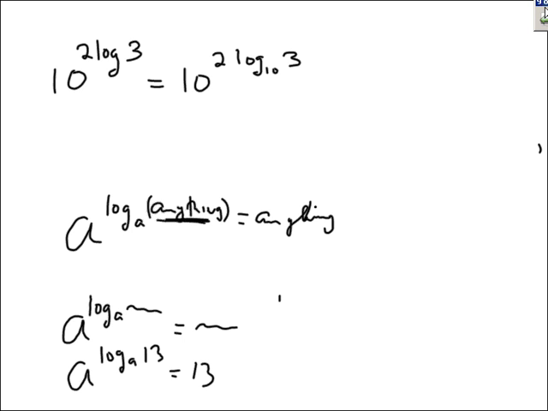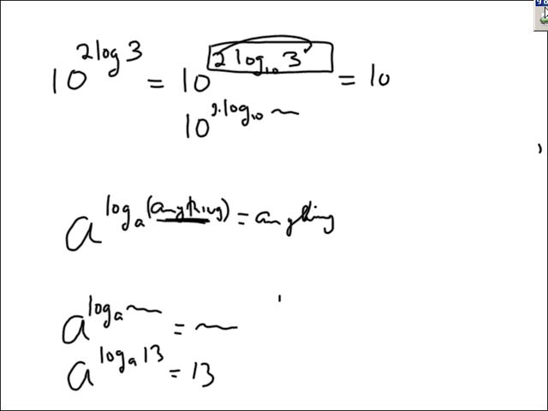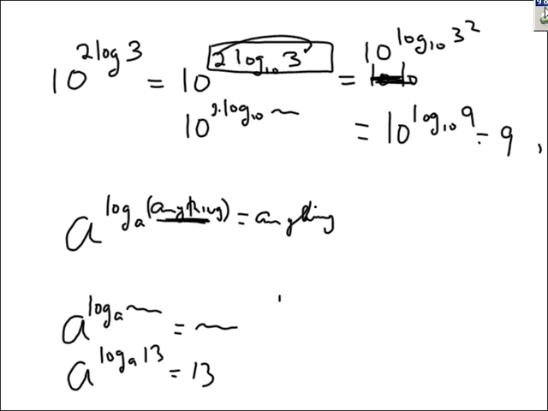Okay. Well, the big thing here is this is not in the form of 10 to the log base 10 of something. It's in the form of 10 raised to the 2 times log. Well, we don't want that 2. Well, let's just concentrate on this. The 2 can come up as the power. So this is 10 raised to the log base 10 of 3 squared. That is, it's 10 to the log base 10 of 9. So the answer is 9. Because if you have 10 to the log base 10 of anything, the answer is the anything. The answer is 9.